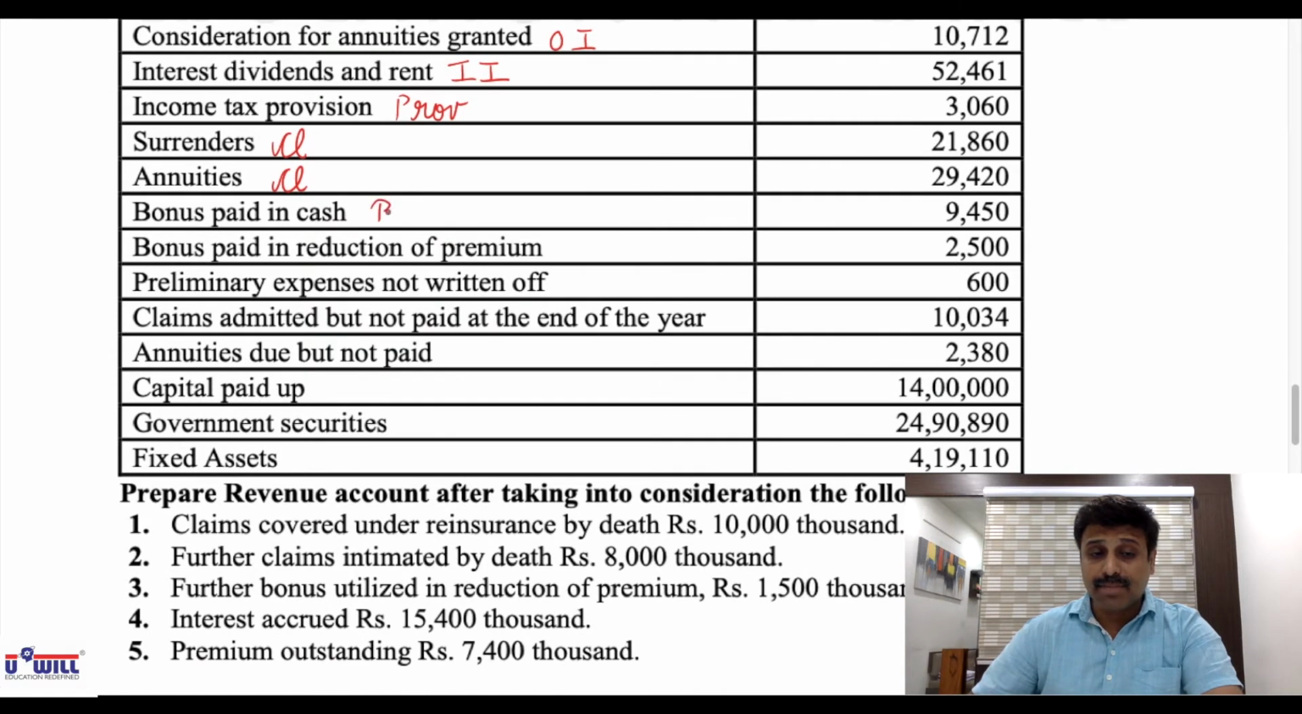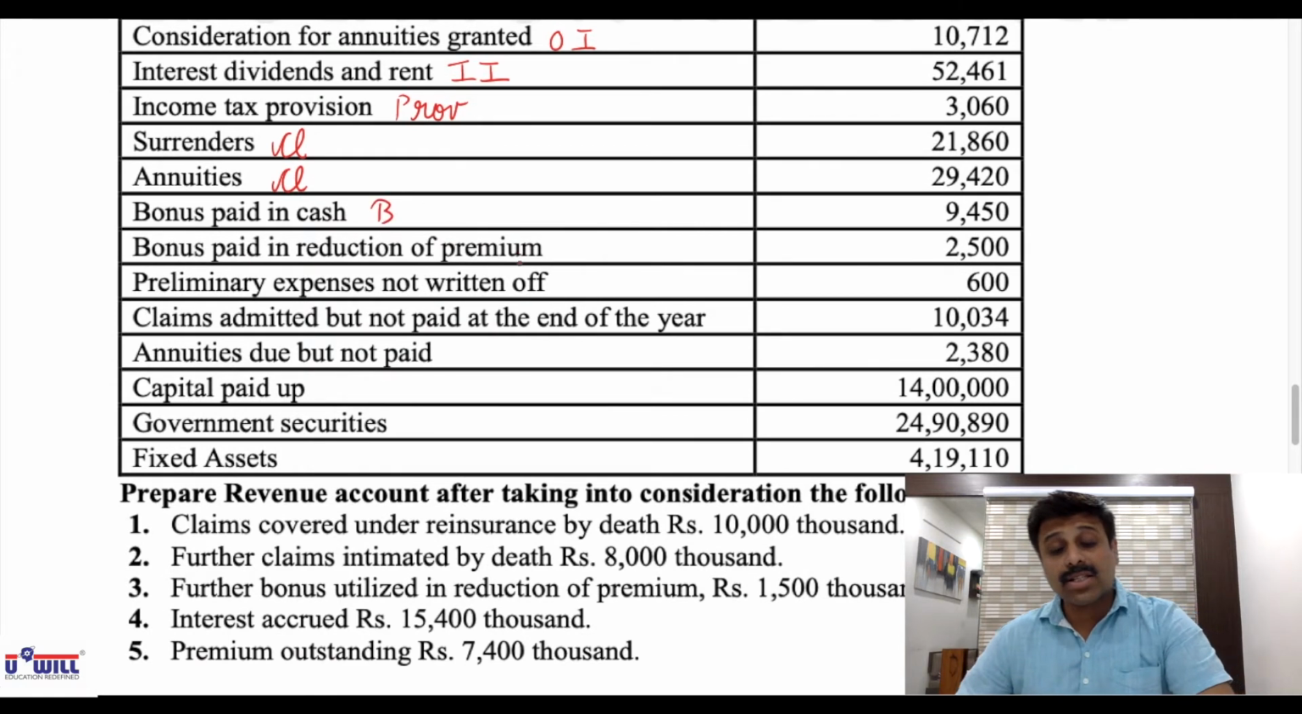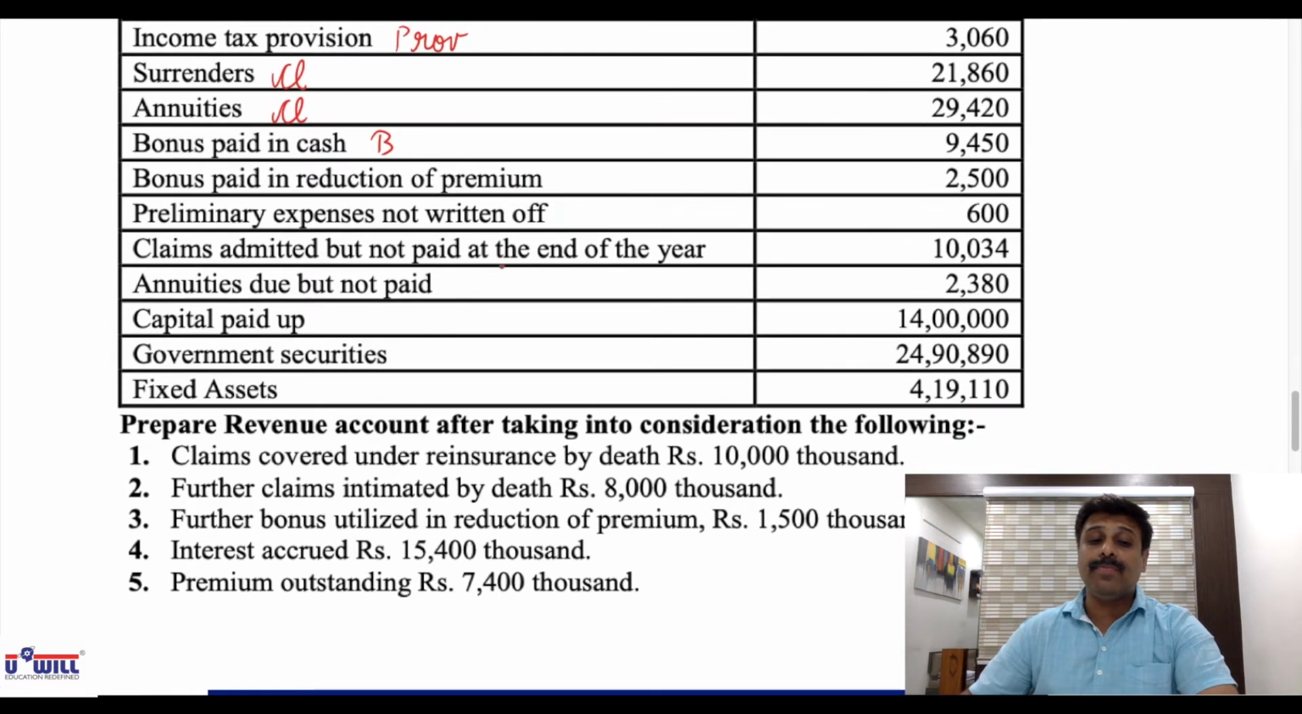Bonus paid in cash, B. Bonus paid in reduction of premium. Now this, if you remember, I told you that if bonus paid in reduction of premium is given in trial balance, it will have a single effect, it will come in bonus paid in the third part. But if the same bonus paid in reduction of premium is given in adjustments, then it will have two effects. You will add it in incomes also in premium income, and you will show it in expense also in third part. Here it is in trial balance, so it will have only one effect. It will be shown in third part as a bonus expense.